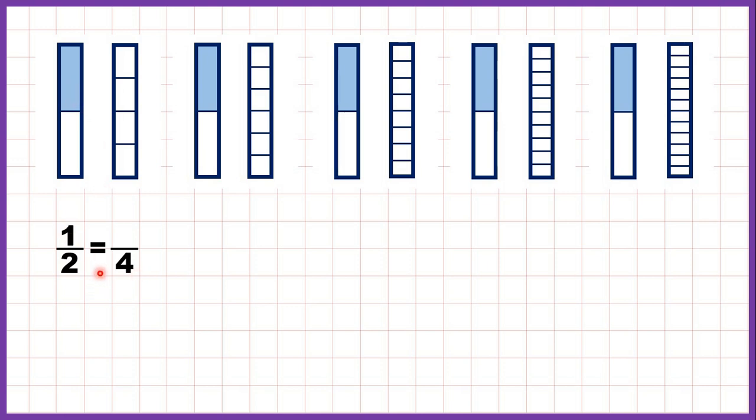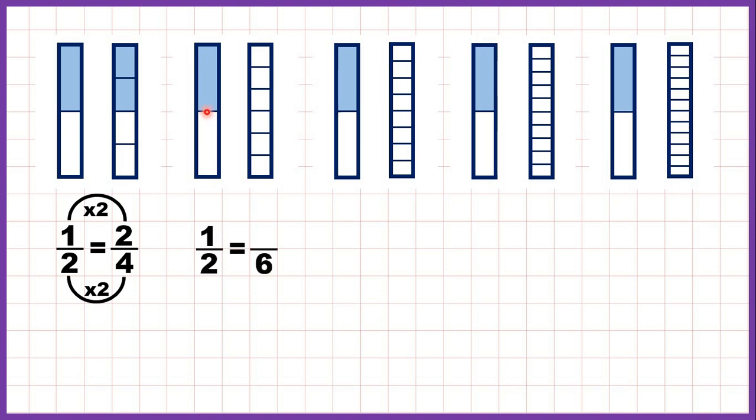Well, to find equivalent fractions, we can use multiplication. 2 times 2 is 4, and what we do to the denominator, we need to do to the numerator as well, and 1 times 2 is 2. So 1/2 is equivalent to 2 quarters, and we can see we've got 4 parts altogether, so that's a denominator of 4, and if we shade in 2 of those parts, so 2 quarters, we can see that we've shaded in the same as 1/2, so we can see that our fractions are equivalent, they have the same value.